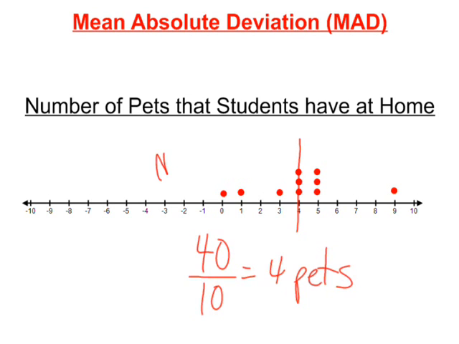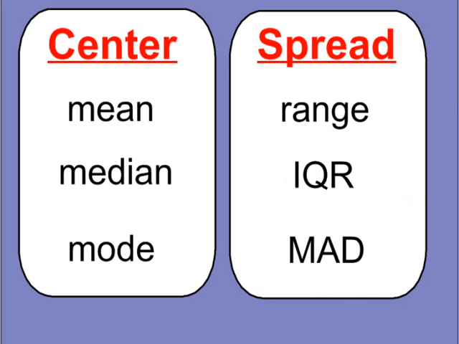So what the mean absolute deviation is, is how far does each piece of data deviate or stray from the middle? On average, how far is each one of these pieces of data from the mean? So that's what mean absolute deviation is. Let's see how you calculate mean absolute deviation, and let's take a look at how you use it.